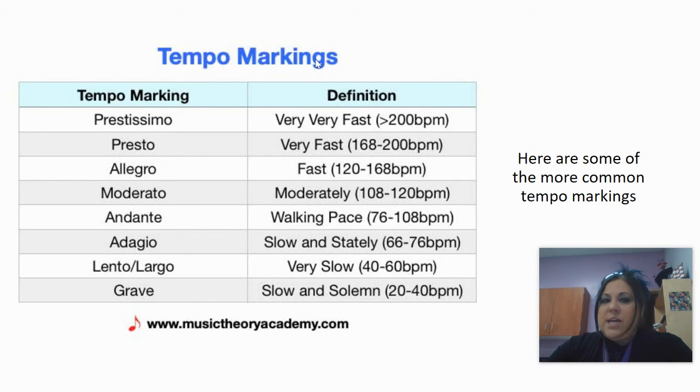Here are the tempo markings that I mentioned. Some of these are over by my door, some of them are not, but this just kind of gives you an idea of what they could be. I'll let you look through those. I don't know that I've ever seen prestissimo. I have seen presto, very fast, allegro fast, moderate. Andante is like a good walking pace. Adagio is slow. Lento or largo is even slower, and grave is the slowest.